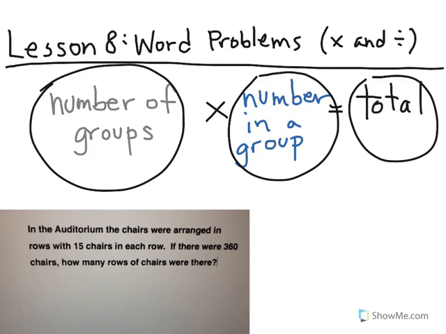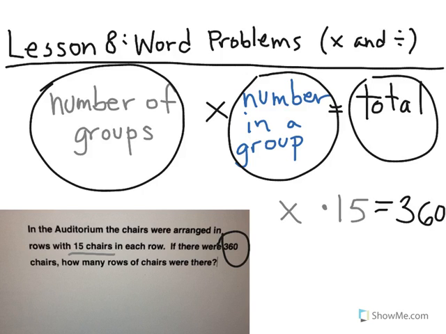In the auditorium, the chairs are arranged in rows with 15 chairs in each row. There are 360 chairs. How many rows of chairs were there? So in this particular case, we don't know the number of groups. The number of groups are the actual rows. So we can say it's something we don't know. We use the variable. We'll say it's x. And we're going to multiply that by the number in each group. The number in each group are the chairs, and there's 15 chairs per group. And we know that that's going to equal our total, and in this case our total is 360.